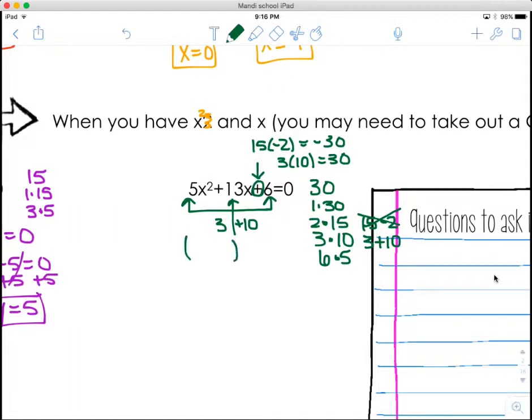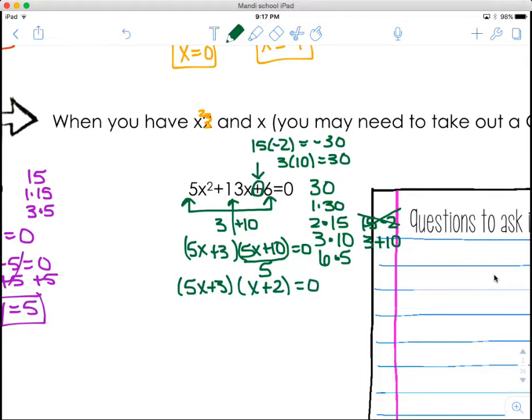Now here's something that you guys were forgetting to do when you took your assessment last time. You kept forgetting to put the 5x in both places. 5x plus 3, 5x plus 10, and this time it equals 0. Now we have an extra 5. The extra 5 comes out here. So we have 5x plus 3 and x plus 2 equals 0.